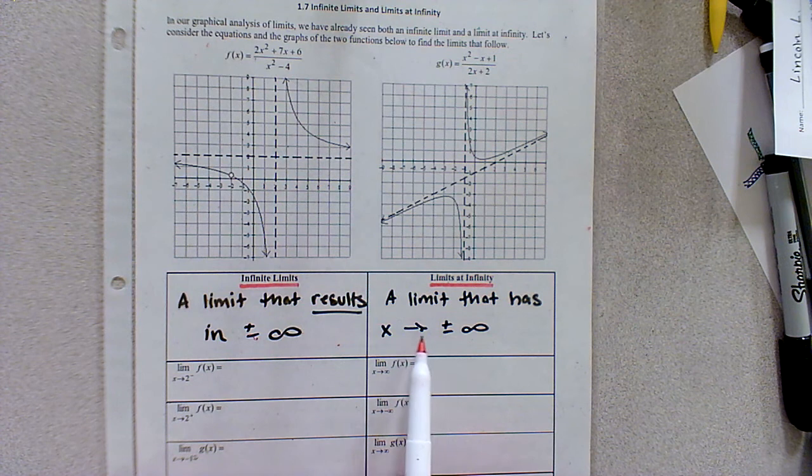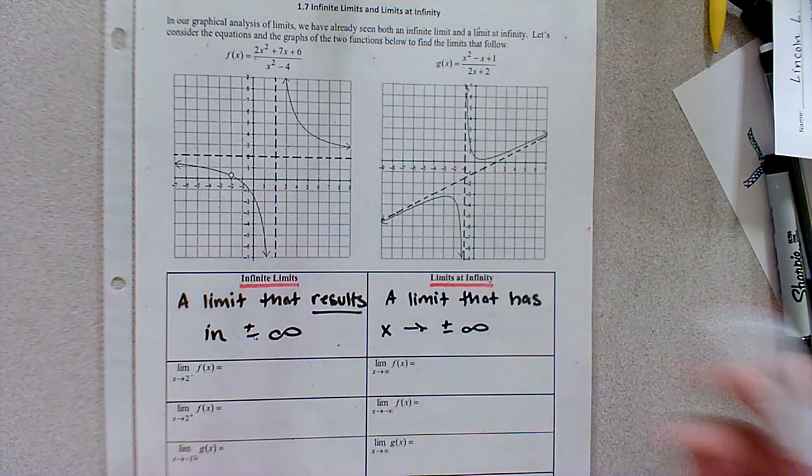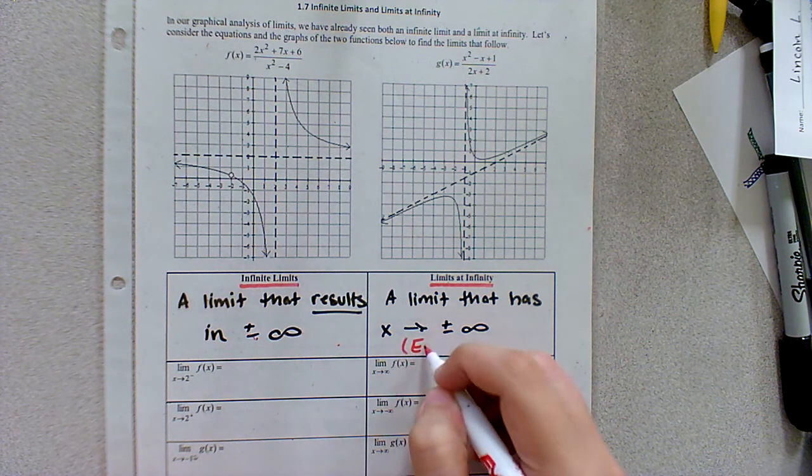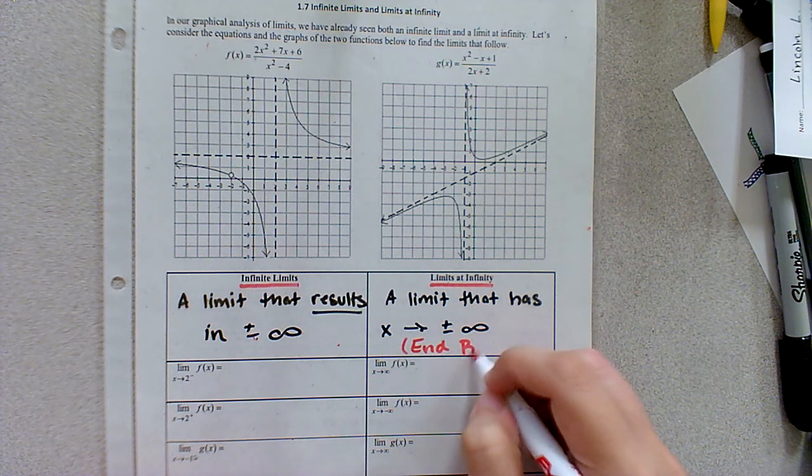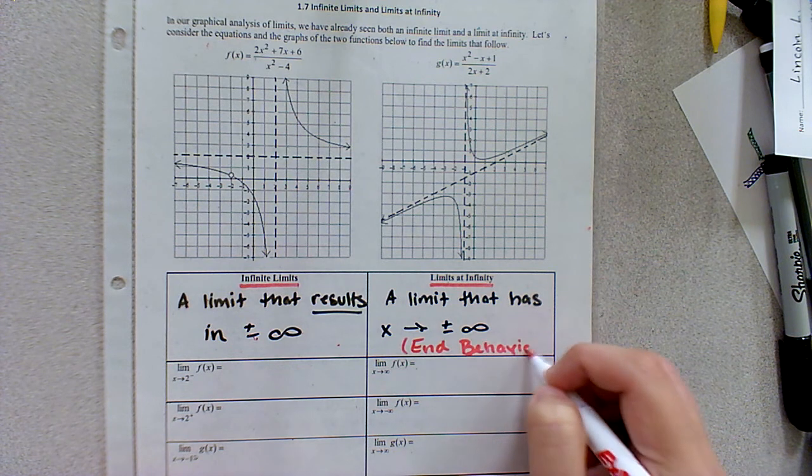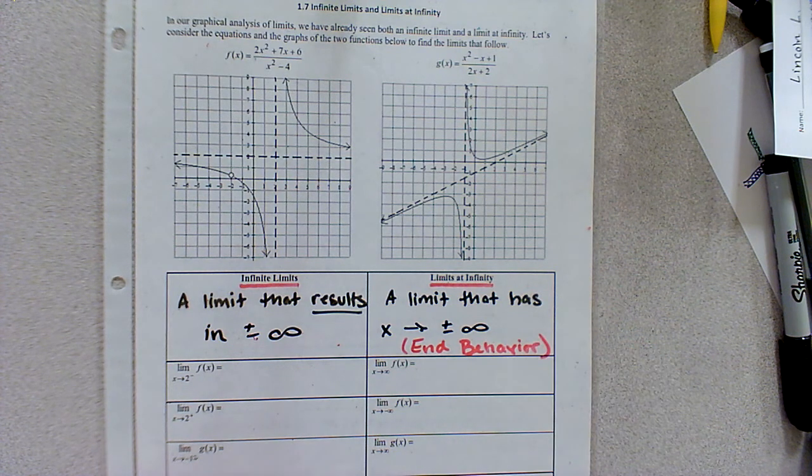So this is when your answer is infinity, but this is when the x is approaching positive or negative infinity. And if you think about it, if x is approaching positive or negative infinity, you're going towards the end of your graph. This is somehow describing your end behavior. Do you go up forever? Do you go down forever? Or maybe you even level off at an asymptote, and we might see that in a little bit.